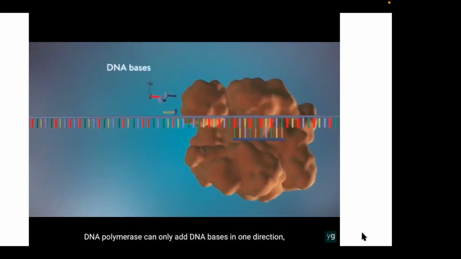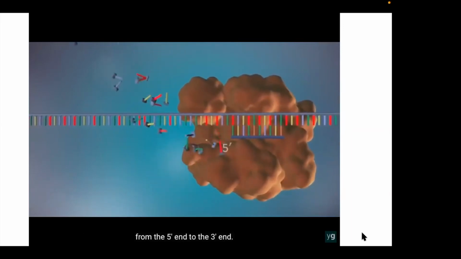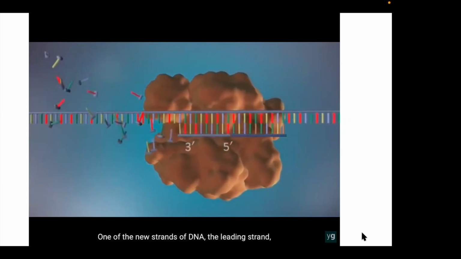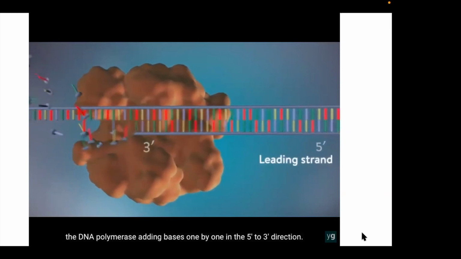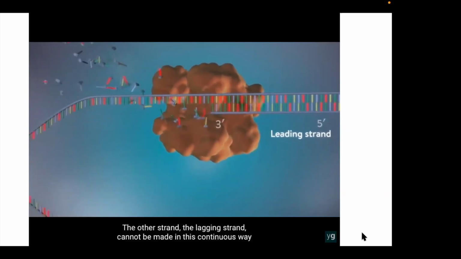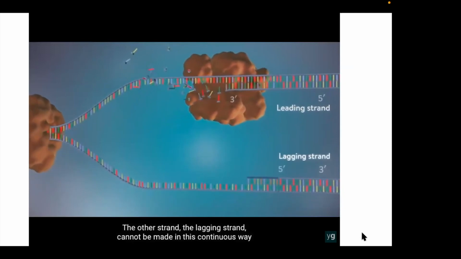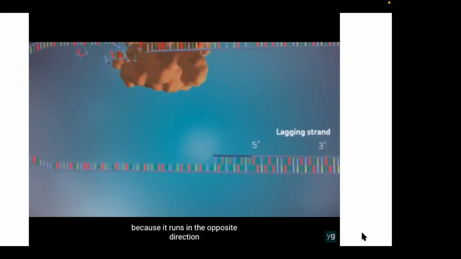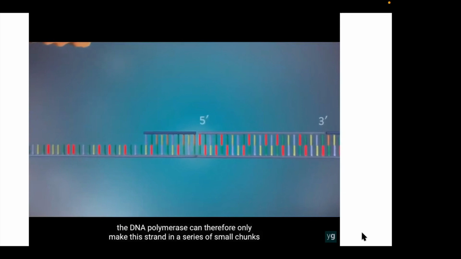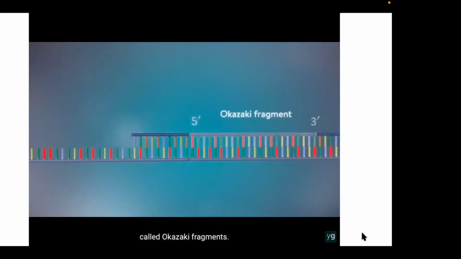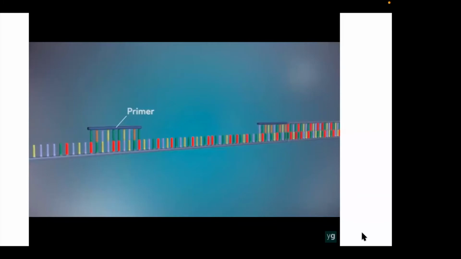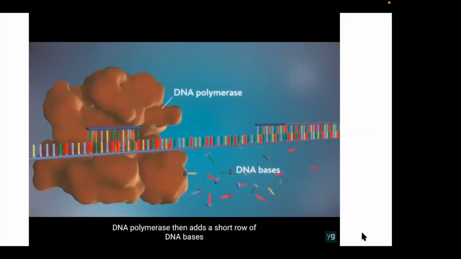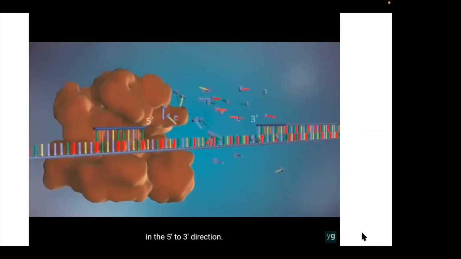DNA polymerase can only add DNA bases in one direction, from the 5' end to the 3' end. One of the new strands of DNA, the leading strand, is made continuously, the DNA polymerase adding bases one by one in the 5' to 3' direction. The other strand, the lagging strand, cannot be made in this continuous way because it runs in the opposite direction. The DNA polymerase can therefore only make this strand in a series of small chunks called Okazaki fragments. Each fragment is started with an RNA primer. DNA polymerase then adds a short row of DNA bases in the 5' to 3' direction.